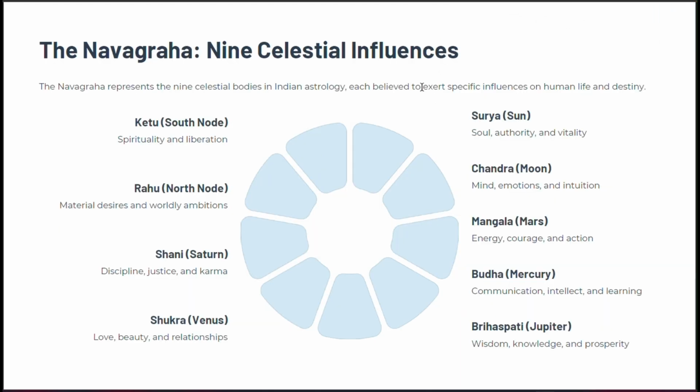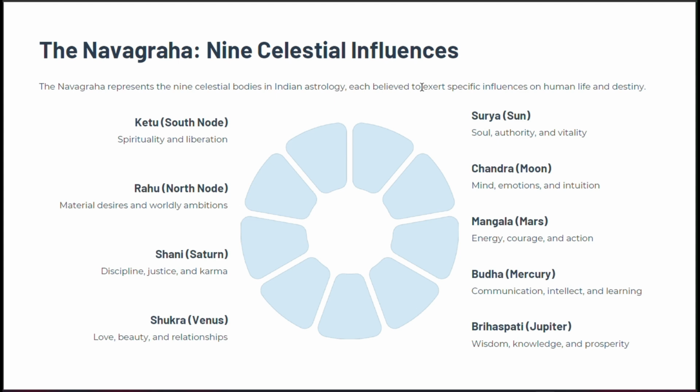Next comes the Navagraha. Indian astrology also talks about the Navagraha or the nine celestial influences. Each planet represents different qualities of life, such as Sun, that is Surya, represents energy and authority. Next comes the Moon or the Chandra, which represents emotions and the mind. Mars, which is Mangala, symbolizes courage and action. Jupiter, which is Brihaspati, represents wisdom and prosperity.